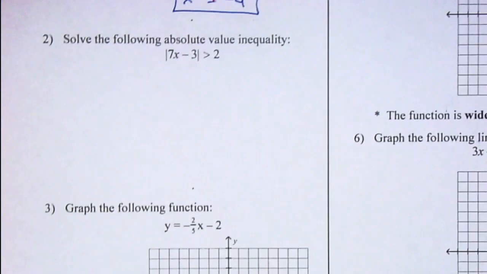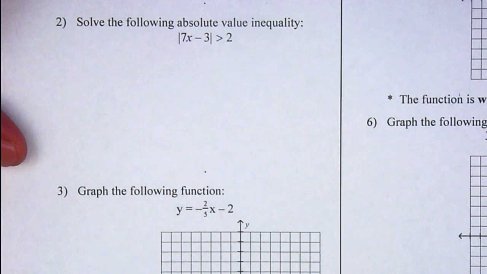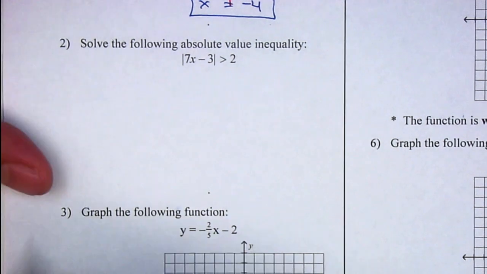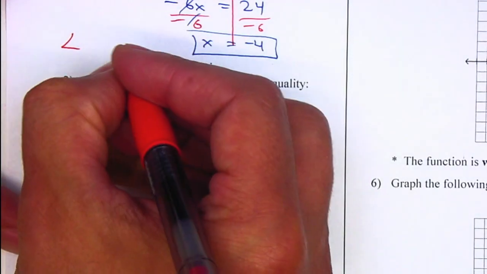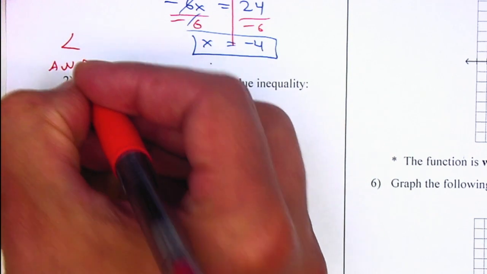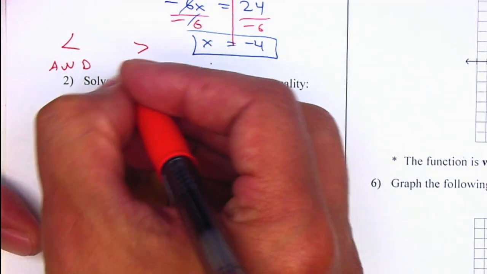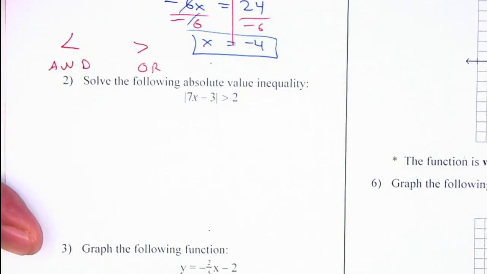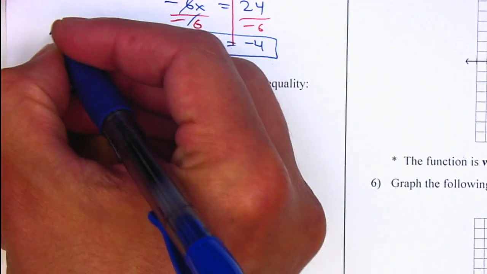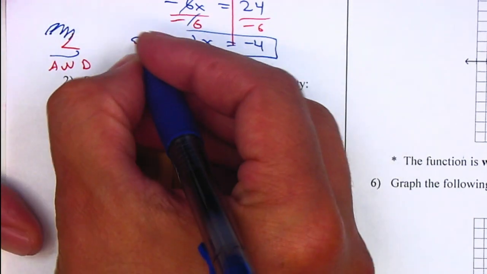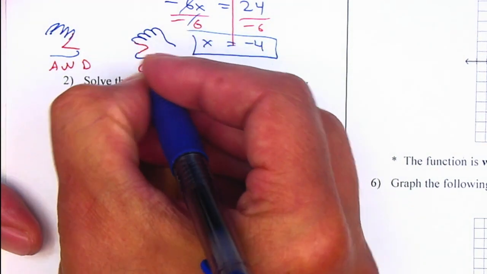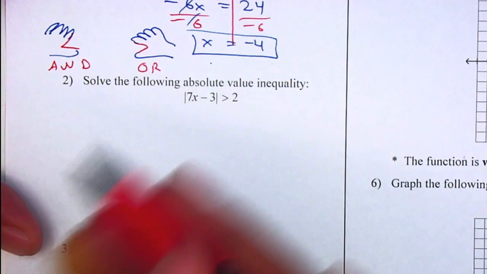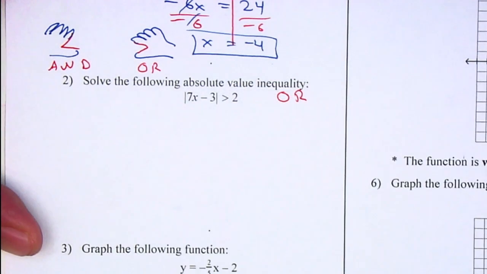Problem number 2. Solve the following absolute value inequality. First thing that you want to be able to decide is if this is an AND or an OR. Remember, if it's less than, that's an AND, and if it's greater than, greater will be an OR. In this case, this is greater, so this will be OR.